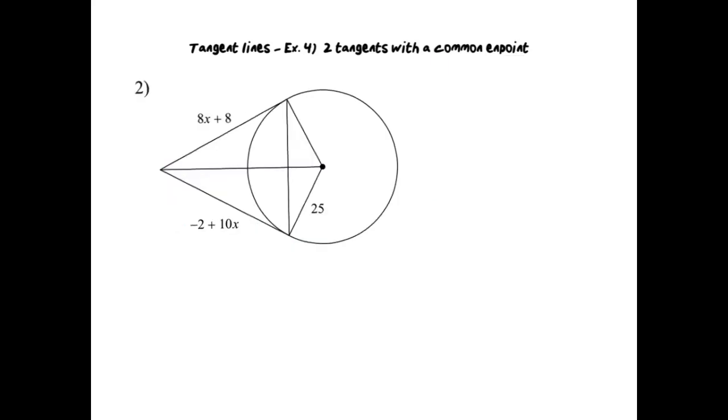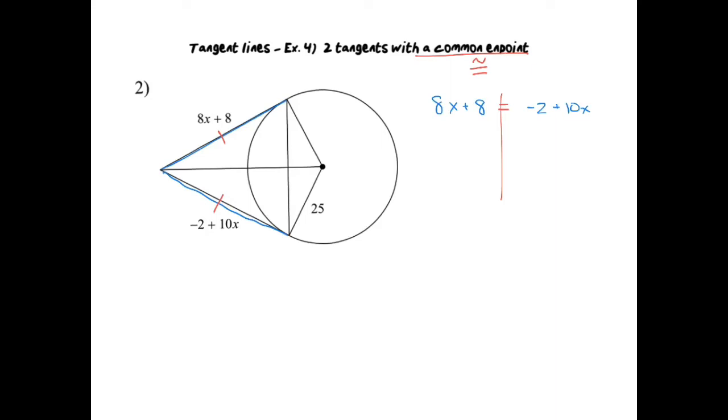All right, in this example, I have a tangent line with a length of 8x plus 8, and another tangent line with a length of -2 plus 10x. And we said that two tangents with a common endpoint are congruent to each other. So I can put this little tick mark there to say, hey, you have the same length as the other one. You have an equal length. So now I can use my algebra skills and solve for x.